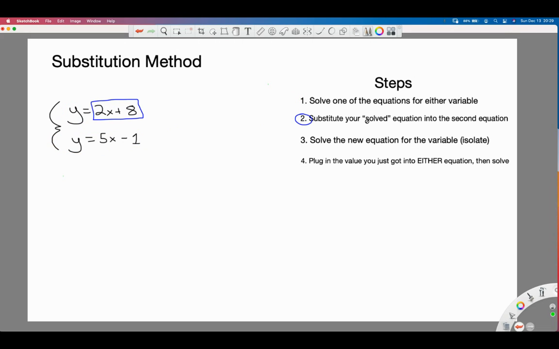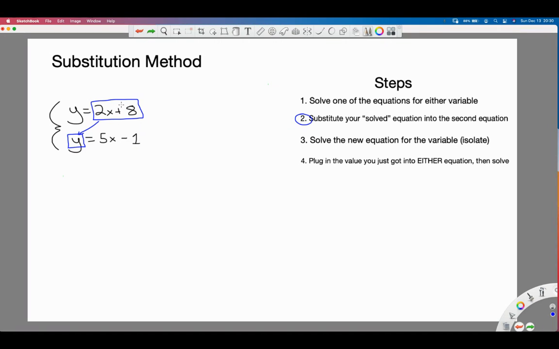Step number 2 says to substitute your solved equation into the second equation. When you're given both of the equations already solved, like in this example, it doesn't matter which one you plug in. You could plug in the 2x plus 8 for the y, or if you really wanted to, you could plug in the 5x minus 1 for the y on top. It doesn't matter which way in this case. You could plug in either order. I just stuck with plugging in the 2x plus 8 for the y in the second equation.